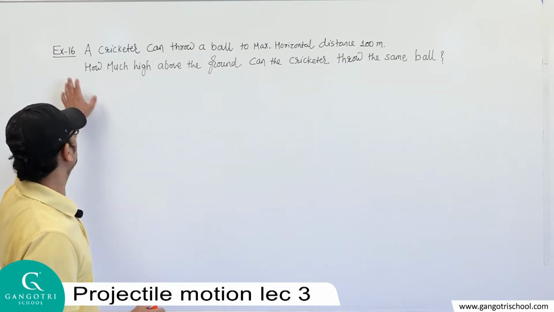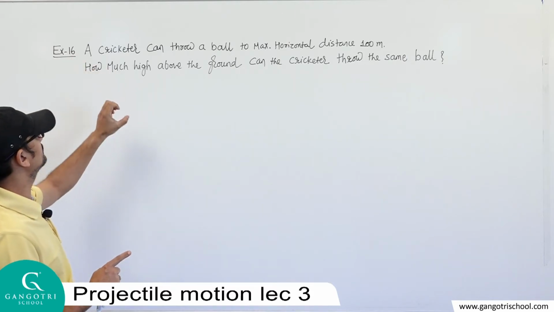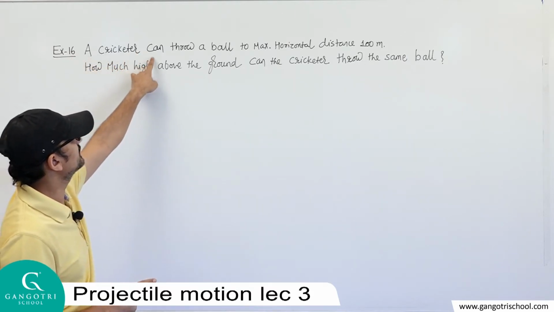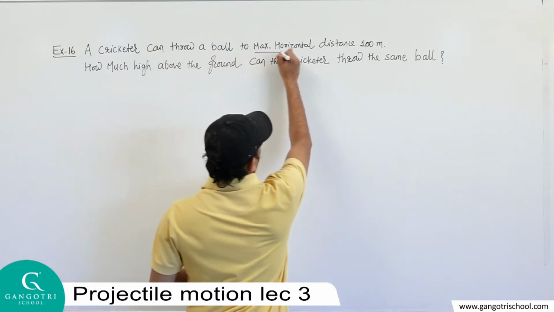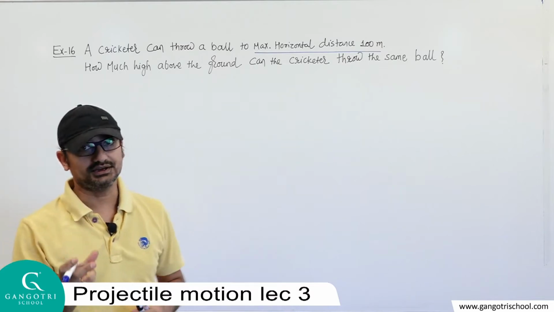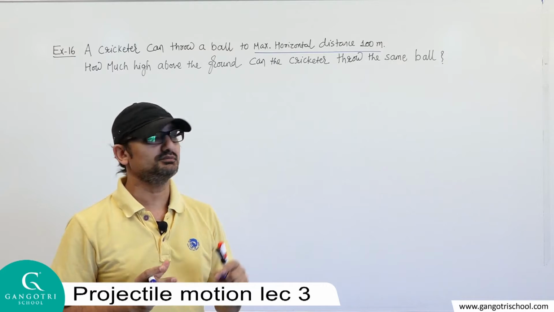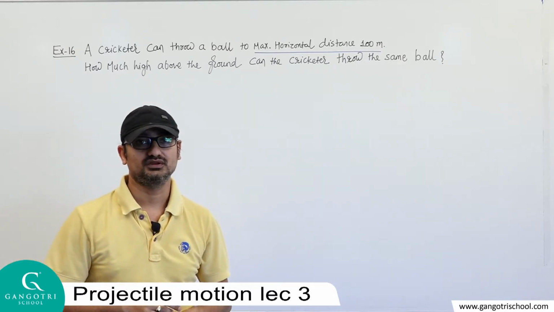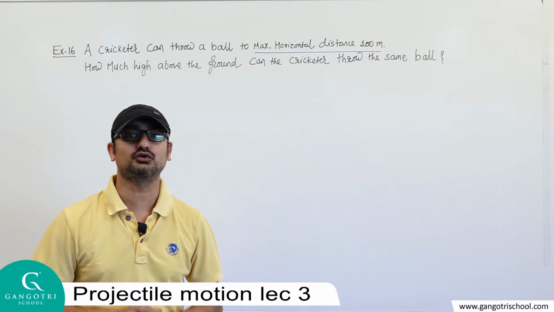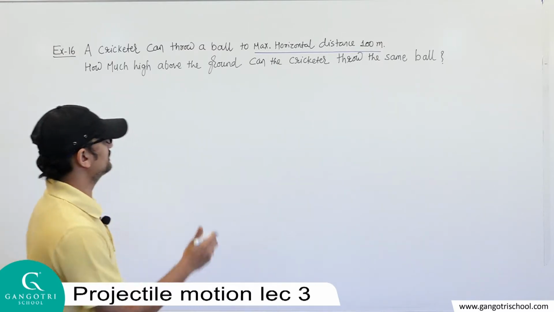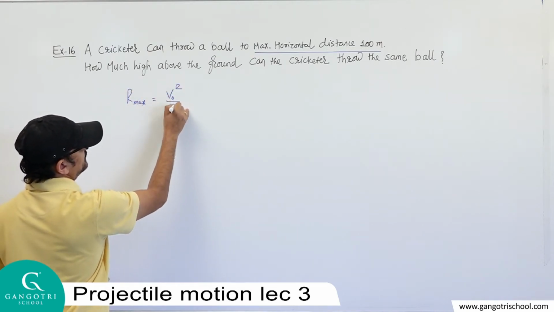So this sum is actually sum number 16 from the exercise. Question is, a cricketer can throw a ball to a maximum horizontal distance of 100 meter. A cricketer can throw the ball maximum 100 meter far. It means that maximum range is given to us. Definitely in the theoretical part we understand that an object gains the maximum range if it is thrown at an angle 45 degree. And the equation of maximum range we also know: maximum range is V0 square by G.